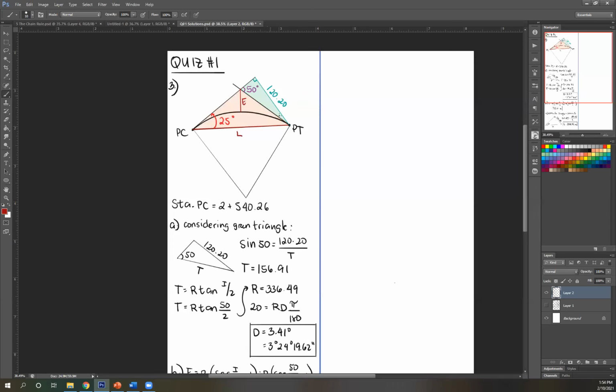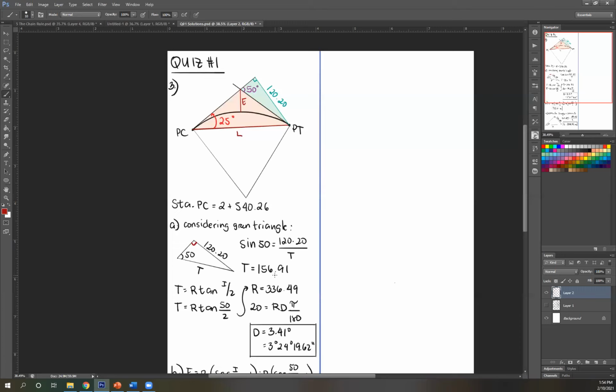Okay, let's see the solution. Considering the green triangle, isolating that, you've got 50. This is a right angle, 120 here, and T. Using your trig function, since this is what I know, 50, I want to look for this, which is the hypotenuse of my right triangle, and I know the opposite side. So use sine. Sine 50 equals opposite, 120.20, over hypotenuse. This is your hypotenuse of your right triangle, T. Solving for T, I get 156.91.